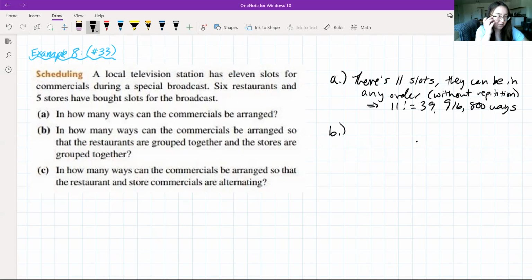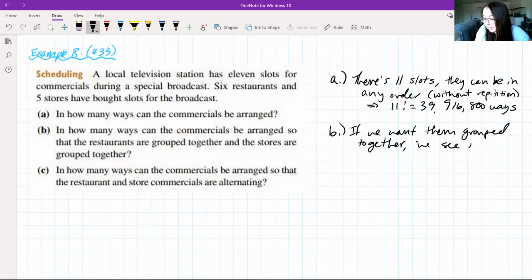But let's write this out. So if we want them grouped, we see it's just 2 categories.